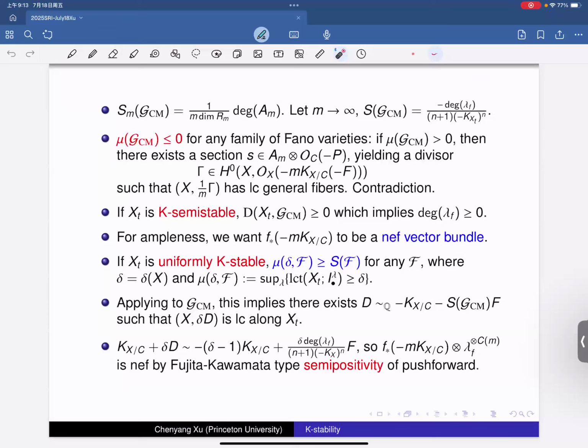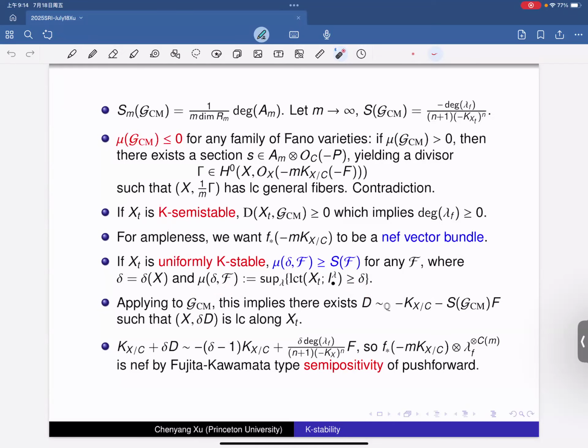Let's first assume that the fiber is uniformly K-stable. Then, if delta is larger than 1, we actually can prove that mu delta is larger than s. Here, mu delta was originally defined when delta is equal to 1, but now we can choose a larger delta and also define the same number. So remember, mu is a decreasing function of delta. So if I put a delta larger than 1, a priori this mu is smaller. But since it's uniform stability, we still have mu is larger than s. This requires some proof, but we know that.